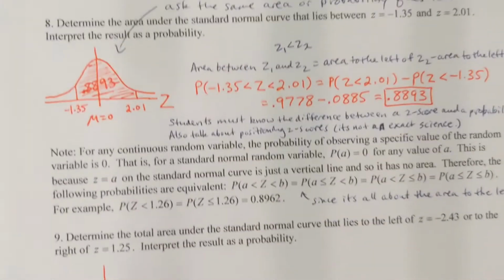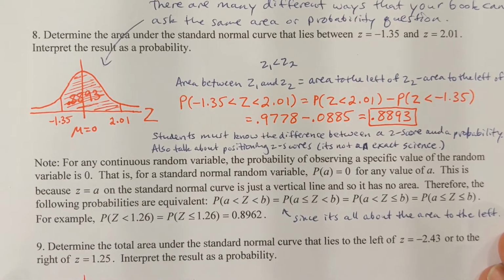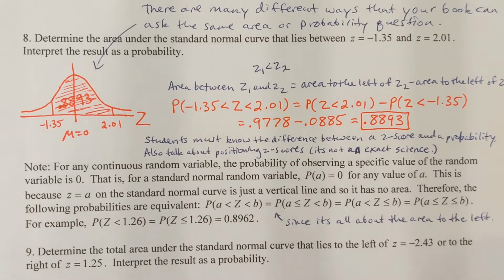Here's another problem. Okay, problem 8. We want to determine the area under the standard normal curve that lies between negative 1.35 and 2.01.